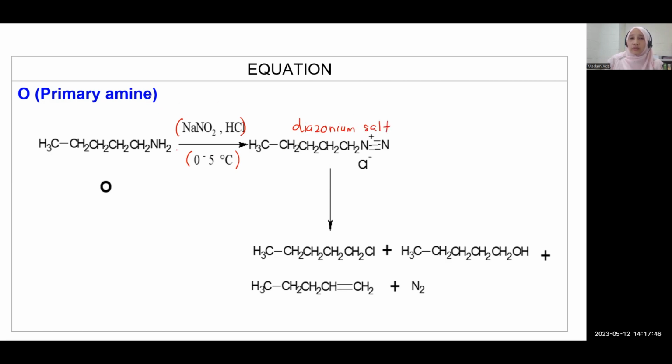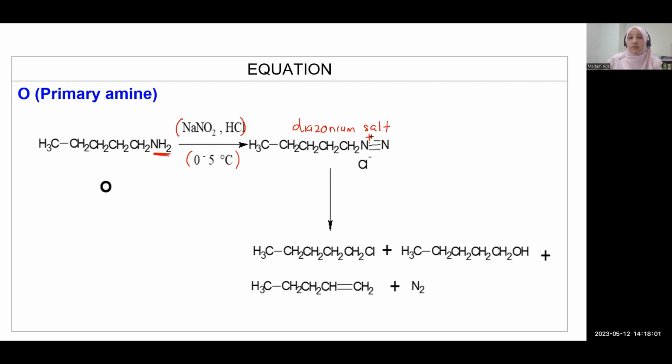So dekat mana nak tengok? Dia dekat bahagian sini. Dekat NH2 ni dia akan become N triple bond N ni. So N ni akan charge positive. So you must make sure the positive charge is written on the top of the first nitrogen, bukan second nitrogen, the first nitrogen.